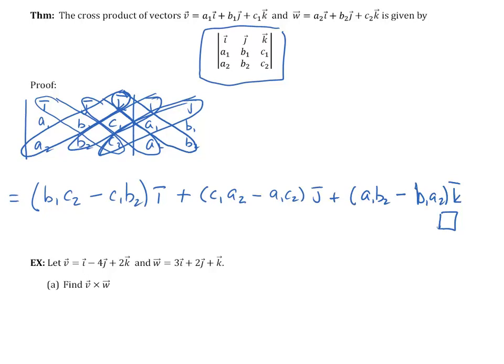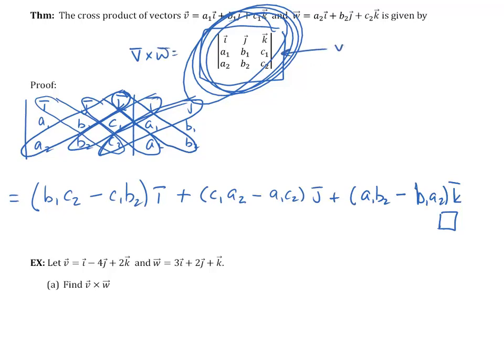So instead of having to write down that whole formula every time or memorize that formula, what you really need to do is just remember this right here. That's the trick. And where do the vectors go? If you're going V cross W, the V is the second row, the W is the last row. The first row is always IJK.